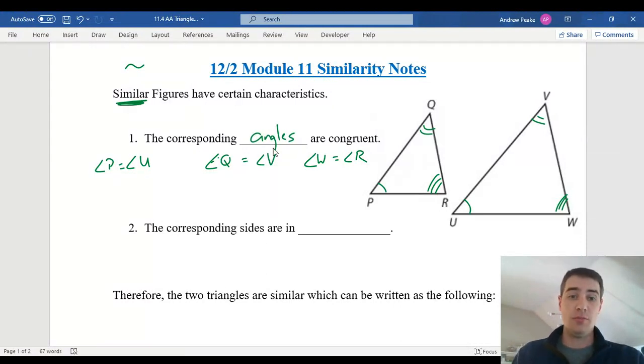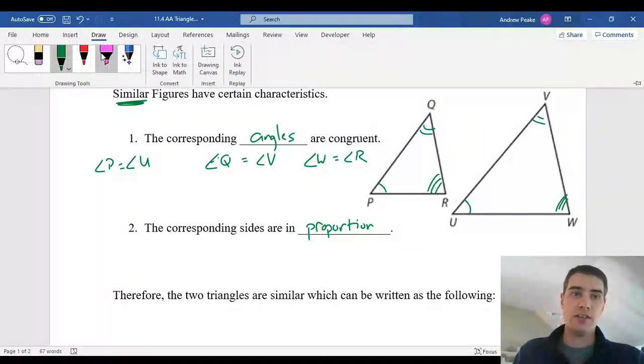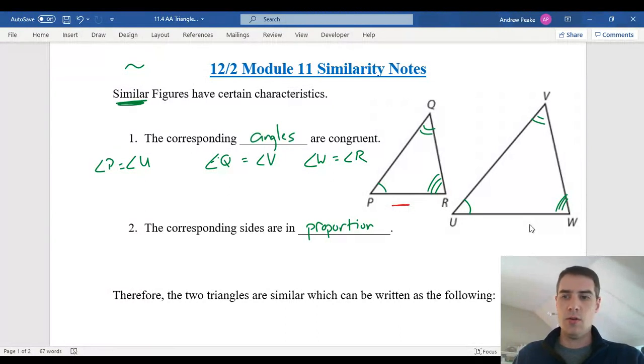Now, when they are similar, the corresponding sides are in proportion to one another. So what that means is, if I were to set up, let's say, P, doesn't mean they're the same. They're not congruent to one another, but they have the same proportion. So for instance, PR right here would go with UW. So PR over UW, whatever that ends up being.